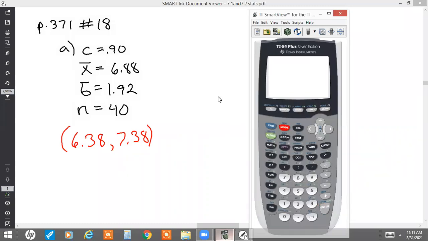So page 371, problem number 18. This is part A, using a graphing calculator. We know that the confidence level is 0.90. We know that X bar is 6.88. Sigma is 1.92. Sample size is 40.